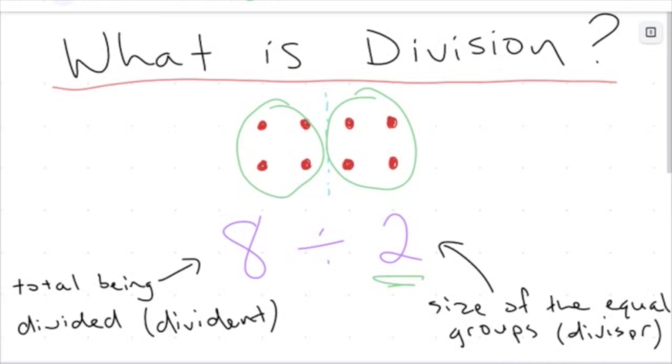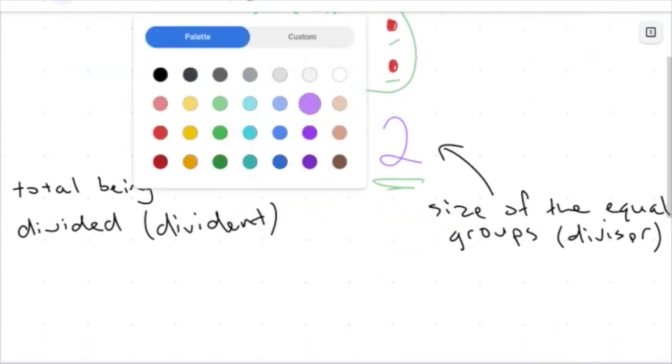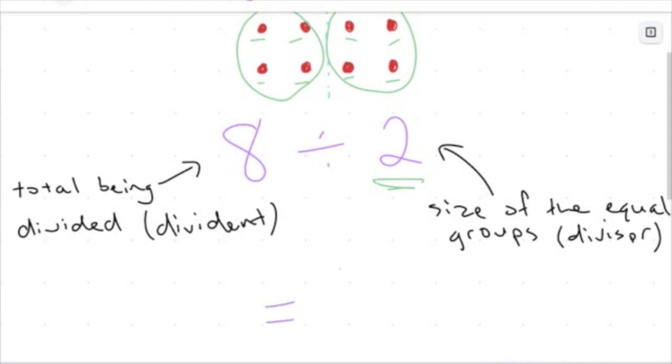Now all we have to do is just count how many coins we have in each group. So we have 1, 2, 3, 4, and 1, 2, 3, 4. So when we divide 8 by 2, we get 4. Now, it's important to state that when we're dividing here, we always want to split this up into equal parts. That's the essence of what we do when we divide.